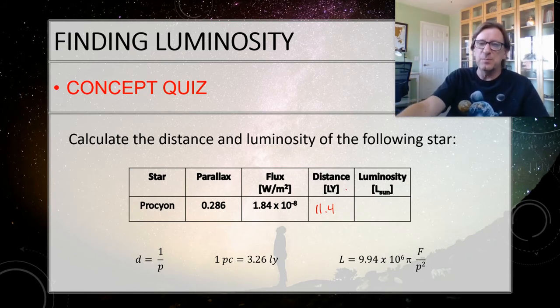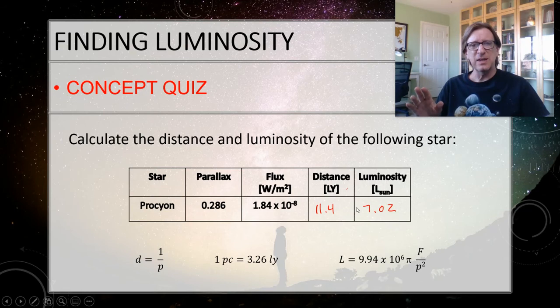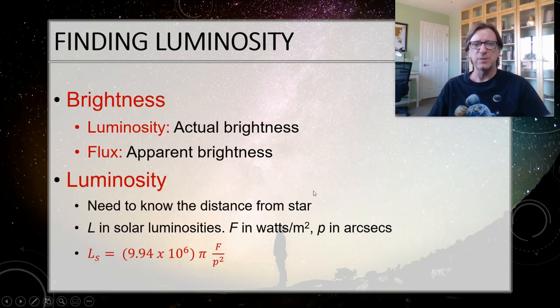So that means that Procyon is 7.02, about 7 times as bright as the sun. All right, that's how much you figure. So it's a really, really big bright star. So if you're not sure how that worked, if you're still struggling with that, stop the video, try it again. If you still can't get it, come by live help because you're going to need to do this for your homework. So you want to get some help with that.